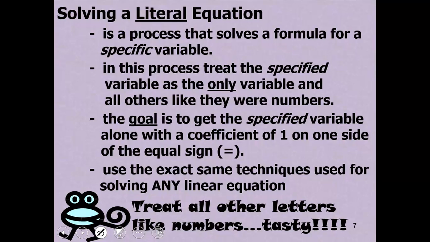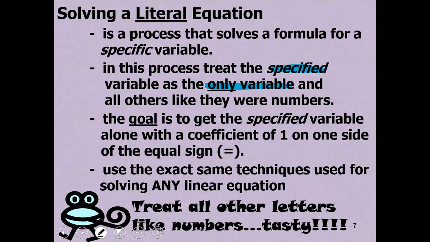All right? What you want to do is whatever one they ask you to solve for, you'll be given a formula, and they'll say, solve for such and such a letter, a specified letter. That's the only one that you treat just as if it were a variable. All the other variables, you're going to treat them just like they're numbers. They're just like numbers, all right? The goal is to get that specified variable all alone with a coefficient of 1 on one side of the equal sign.